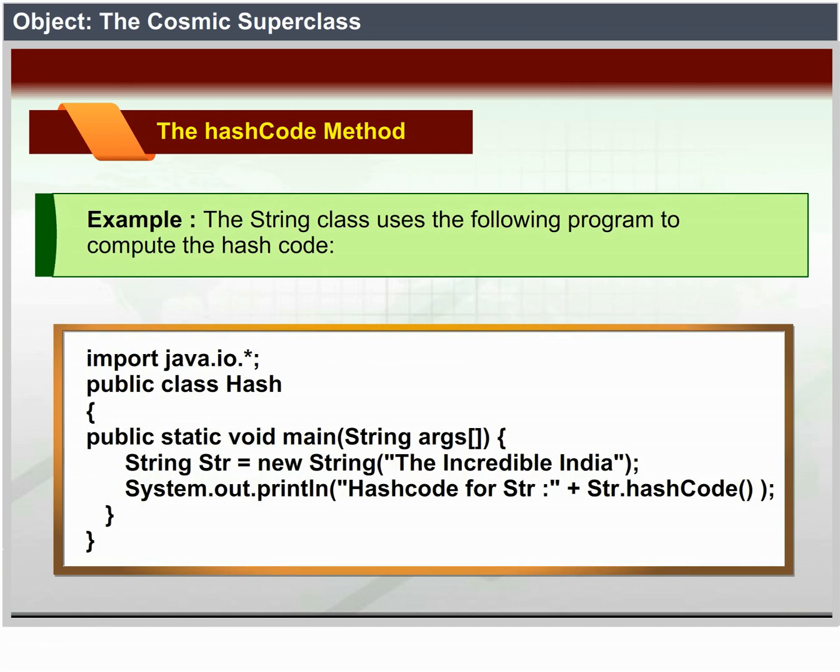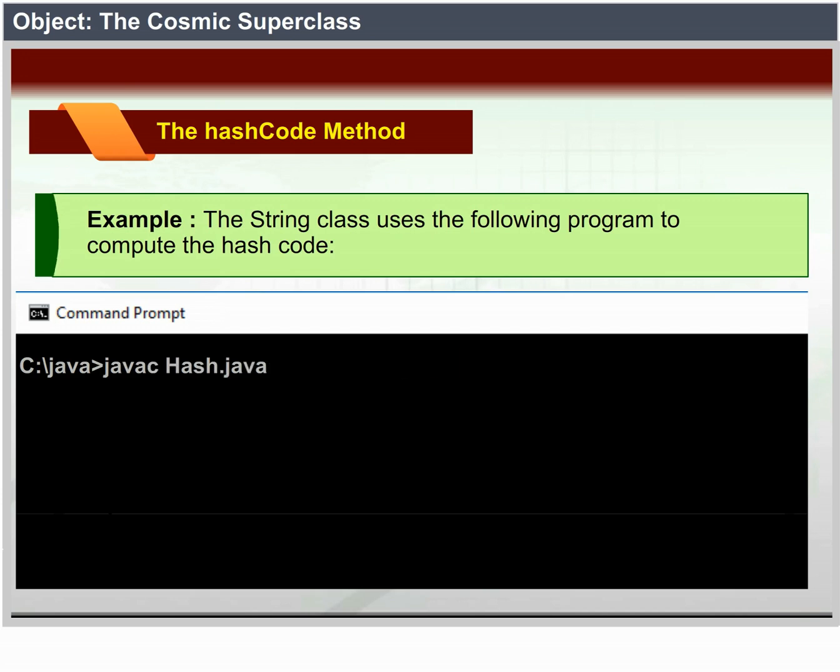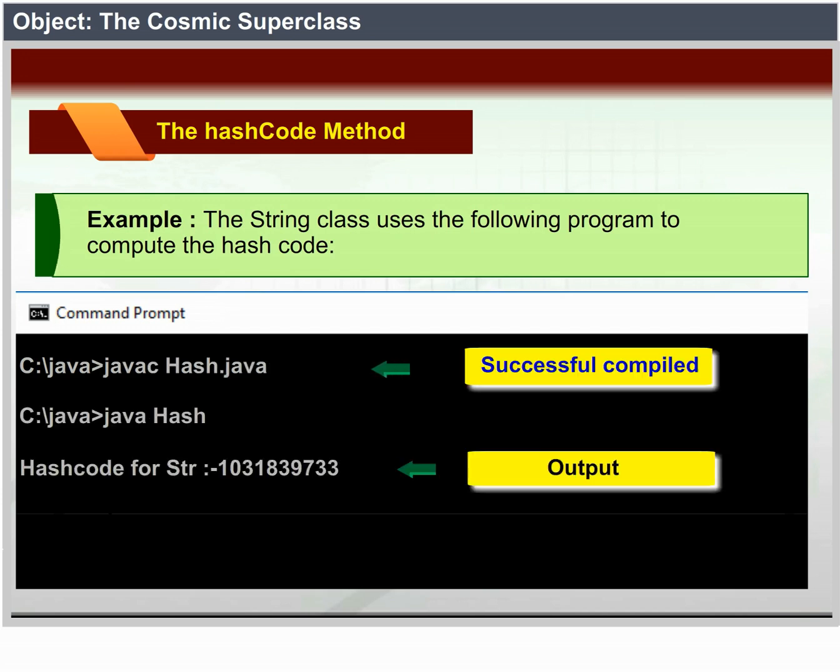import java.io.*; public class Hash { public static void main(String[] args) { String str = new String("The Incredible India"); System.out.println("Hash code for str " + str.hashCode()); } } Output: Hash code for str -1031839733.